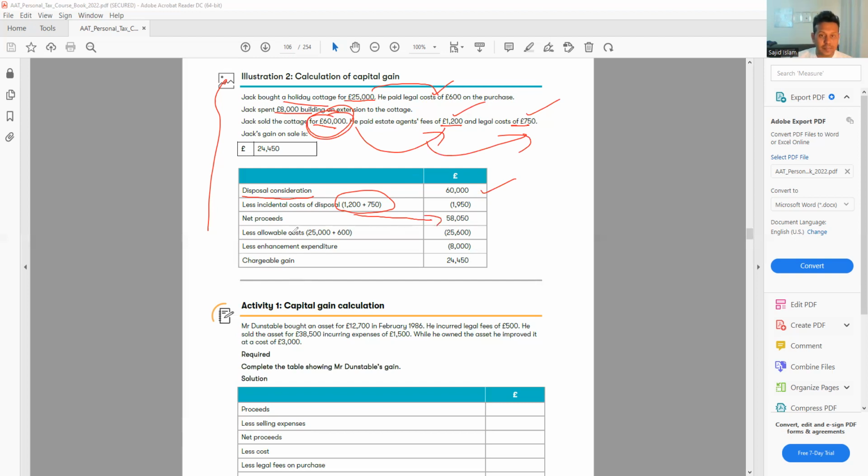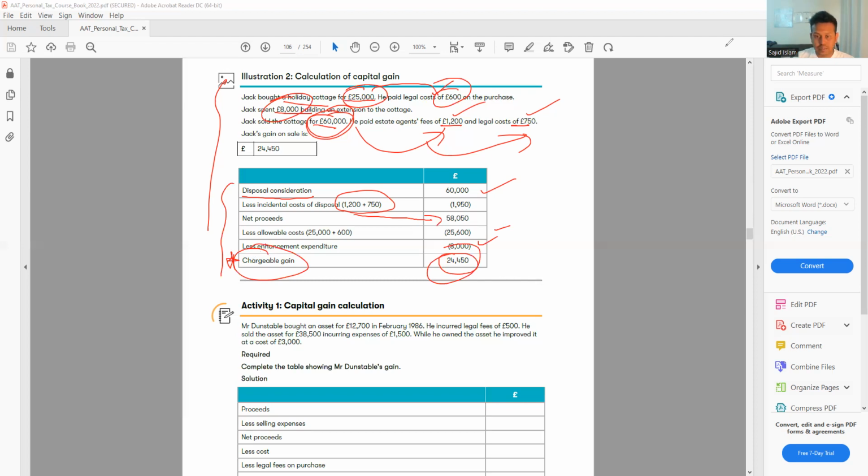Then less allowable expense. So 25,000 is the original cost, and 600 is the legal fee we paid when we bought the asset. So we have to minus that. And also we have enhancement cost, 8,000, we minus that, and that gives me the chargeable gain. This is my chargeable gain. Remember, this word is chargeable gain, which is not a capital gain. It's not a taxable gain. So be very, very careful with this. So this format gives us the chargeable gain.